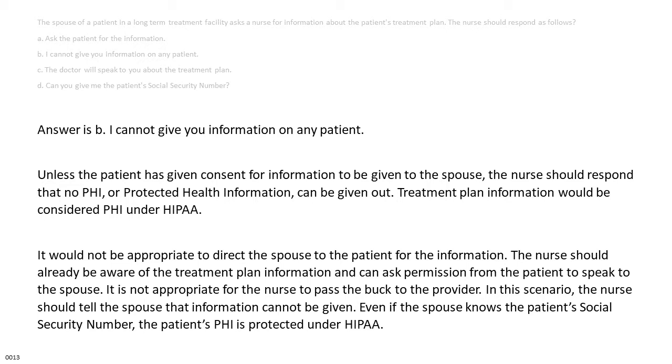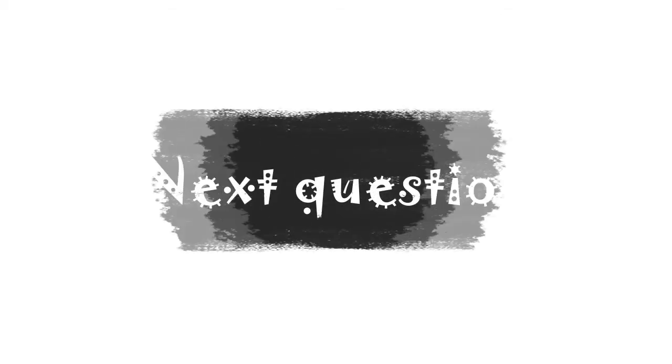It would not be appropriate to direct the spouse to the patient for the information. The nurse should already be aware of the treatment plan information and can ask permission from the patient to speak to the spouse. It is not appropriate for the nurse to pass the buck to the provider. In this scenario, the nurse should tell the spouse that information cannot be given. Even if the spouse knows the patient's social security number, the patient's PHI is protected under HIPAA.